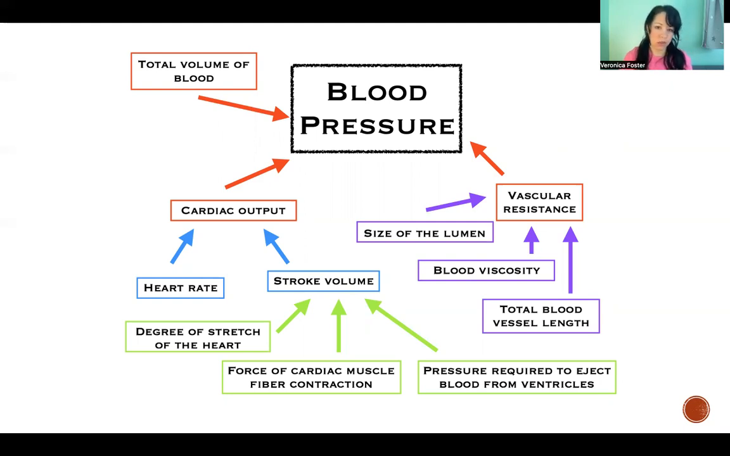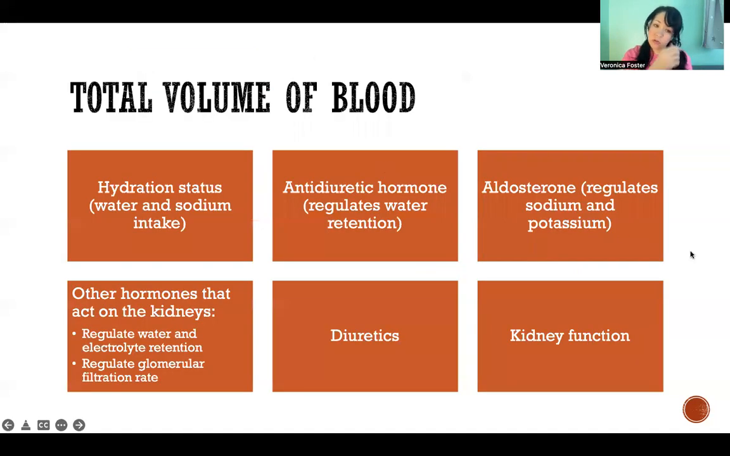So I'm going to go through each of these to help you have a better understanding of how each variable affects our blood pressure. So first off is total volume of blood. So the more blood we have in circulation, the higher the blood pressure. So think about if our cardiovascular system is a closed system of fluid, if we increase the amount of fluid inside of that system, it will increase the pressure inside of the system, and vice versa. If we have less volume of blood, we're going to have less pressure in the system.